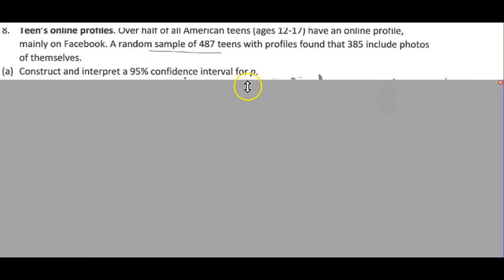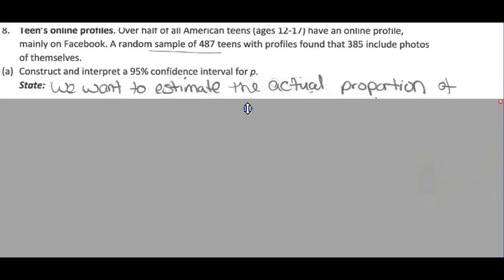Okay, online teen profiles. Teens have an online profile mainly on Facebook. A random sample of 487 teens with profiles found that 385 include photos of themselves. Construct a 95% confidence interval for p. This is what most of your questions are going to look like. So, automatically state, plan, do, conclude. Construct and interpret, confidence interval: state, plan, do, conclude.